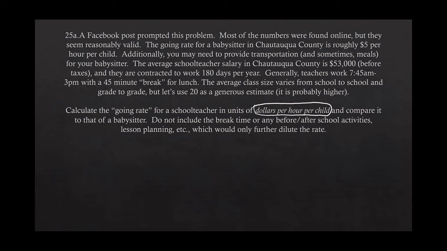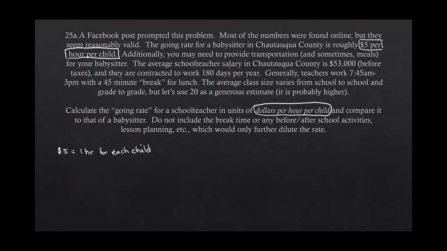Okay. So if we look through here, first thing, the going rate for the babysitter in Chautauqua County, we said, is roughly $5 per hour per child. So we need to know that. What that's saying is for this problem, for the babysitter, $5 is equal to 1 hour of work, okay? And that's for each child.